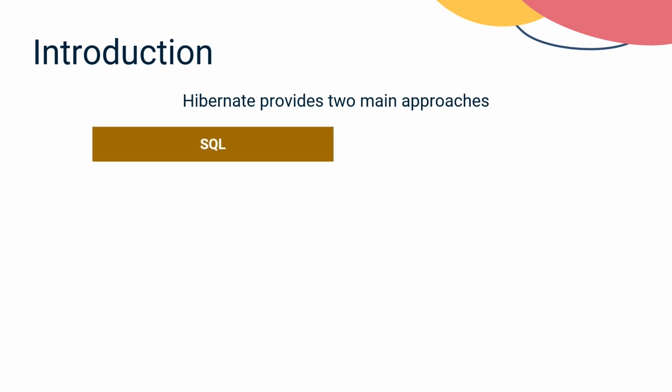We learned about Hibernate ORM and entity relationships in previous lessons. Now we need a way to query data efficiently. Hibernate provides two main approaches for querying data: structured query language, or SQL, and Hibernate query language, or HQL.